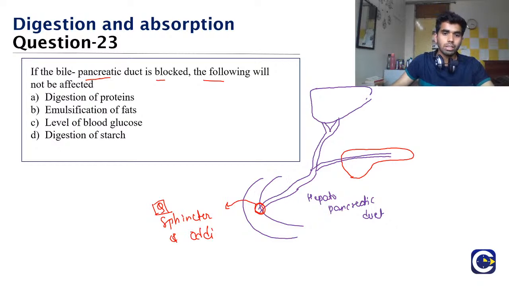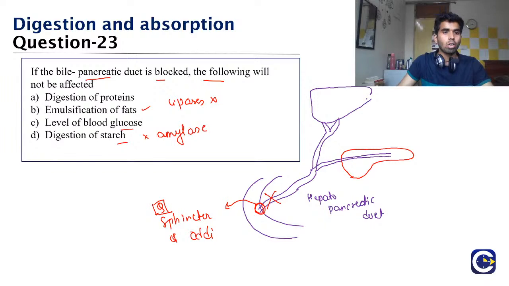So if this sphincter of Oddi is affected, the pancreatic and liver enzymes will not be pushed into the duodenum. Digestion of protein will be affected because the pancreas secretes the enzymes trypsin, chymotrypsin, carboxypeptidase. Emulsification of fat will be affected because lipases will not be released, as it is blocked completely. Digestion of starch will also be affected because amylase is not released.